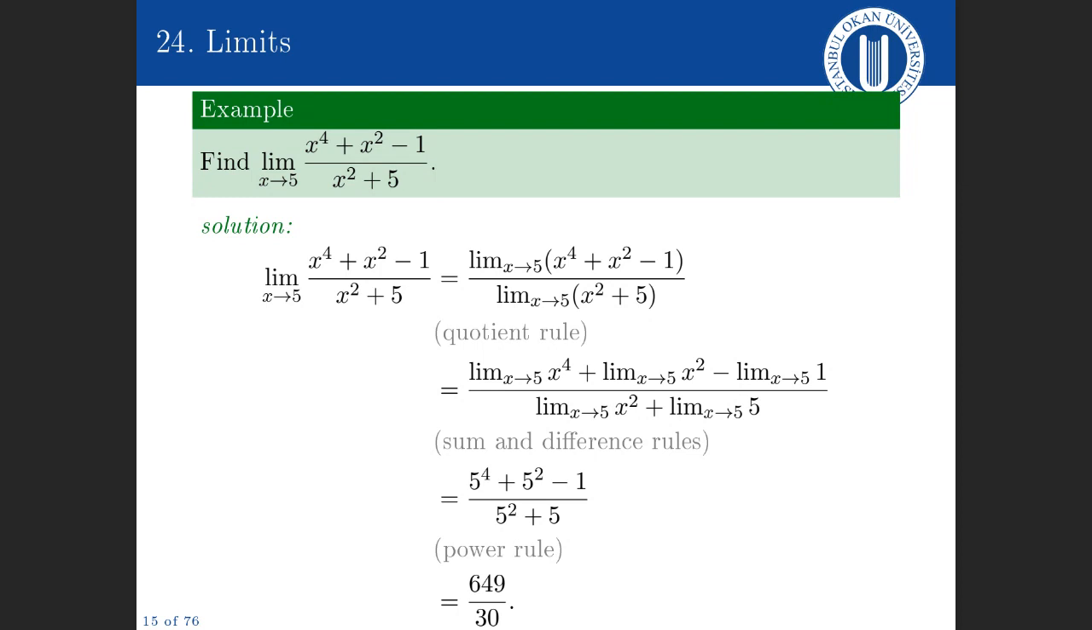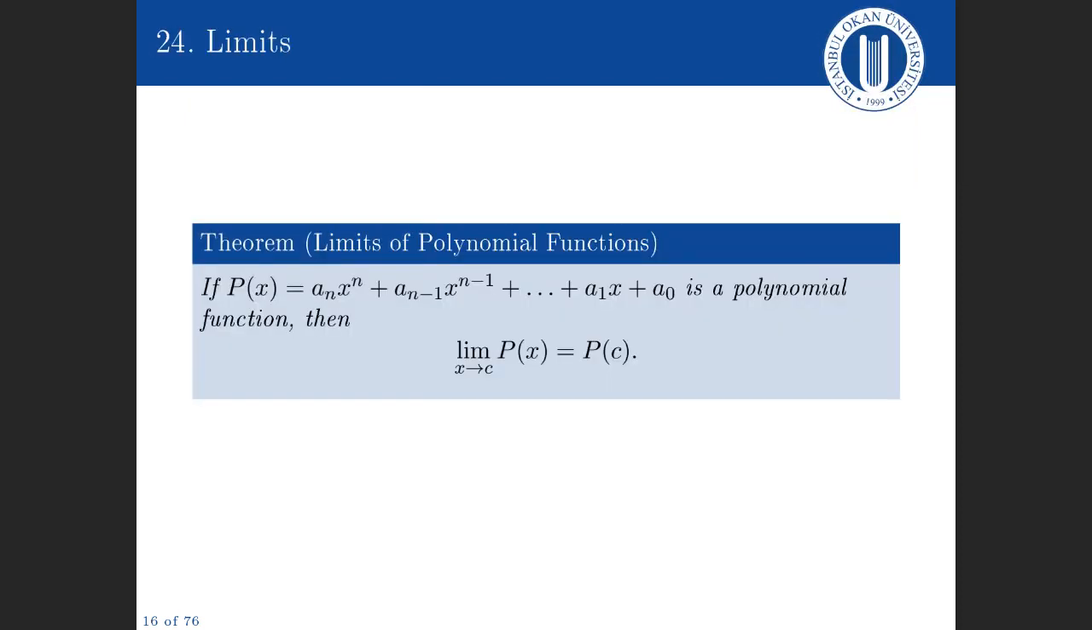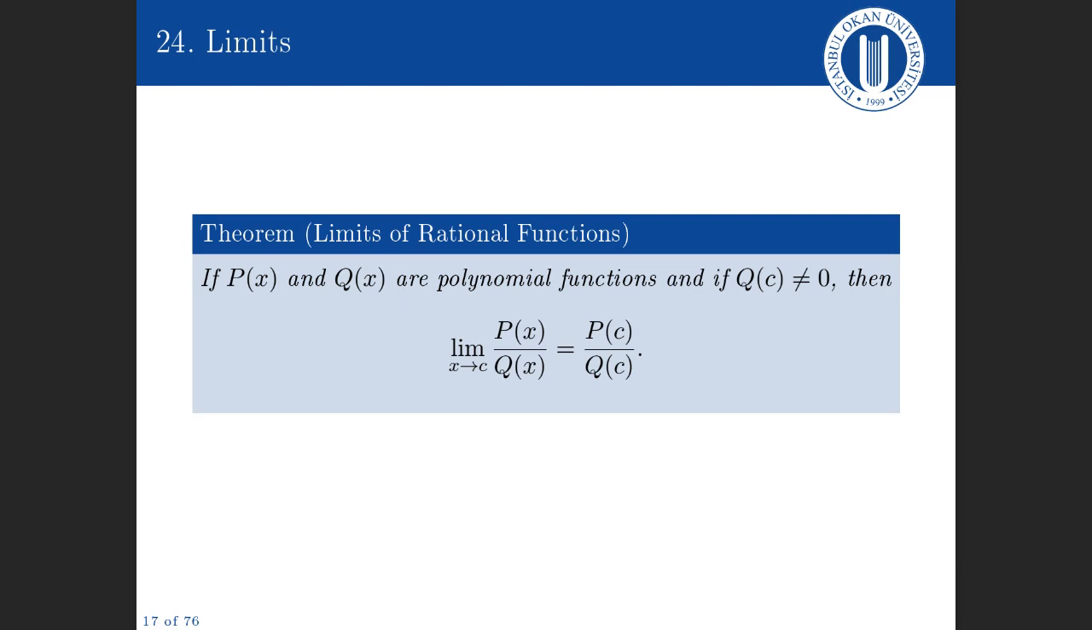But isn't there an easier way to do things like this? And the answer is yes. If we have a polynomial function, then the limit as x tends to c of p of x is always p of c. And if we have a rational function, so that's polynomial divided by polynomial, and as long as we're not dividing by 0, the limit of the rational function p of x divided by q of x is equal to p of c divided by q of c. So that makes things easier.